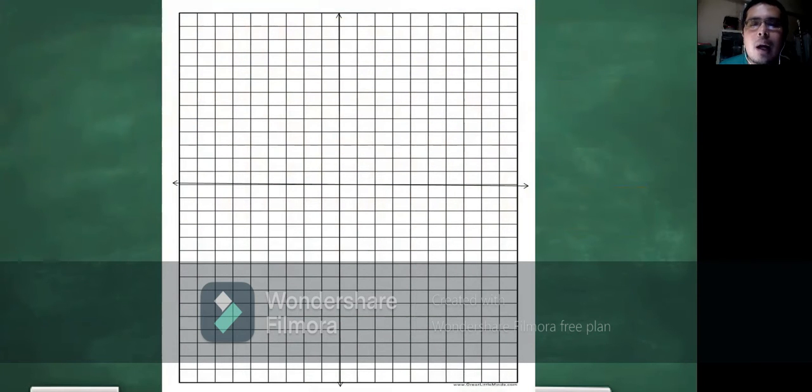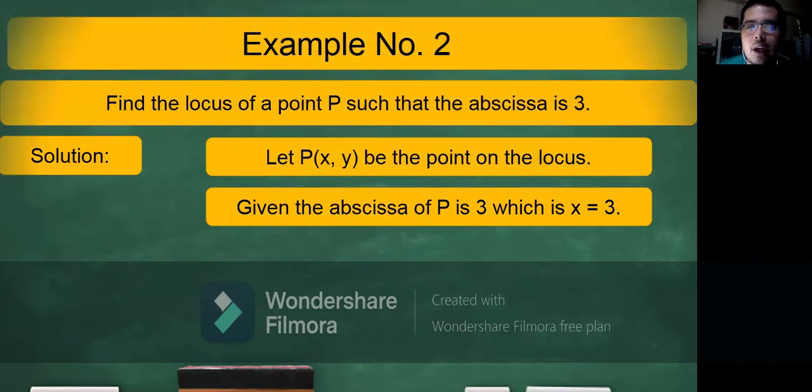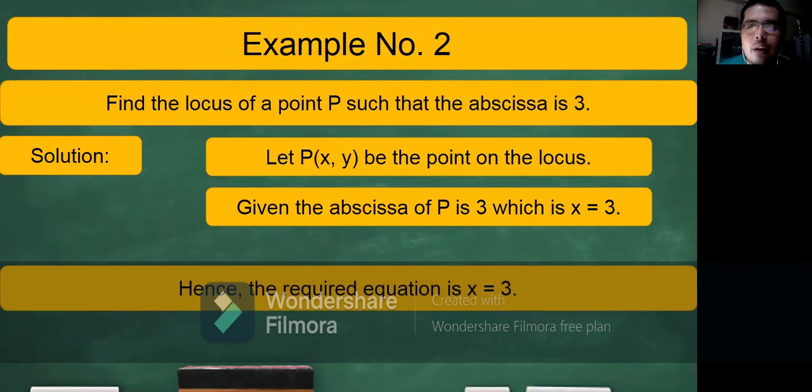So here in our graph, where is your abscissa, or x, equal to 3? It is located on the right part of your x-axis, or 3 units from the origin. So this is your x equal to 3. Therefore, the required equation is x equal to 3.